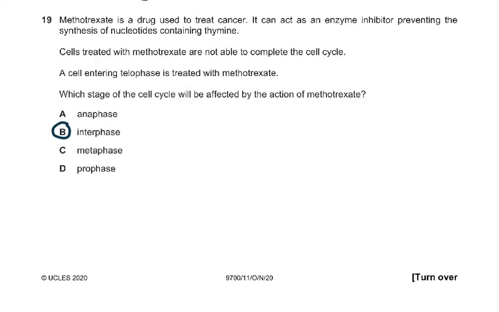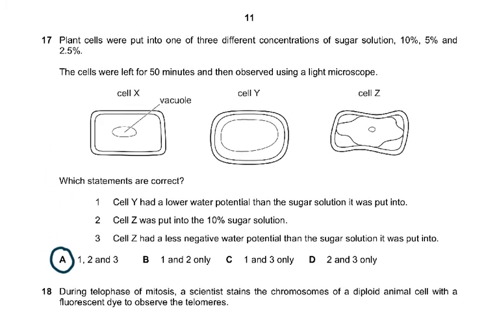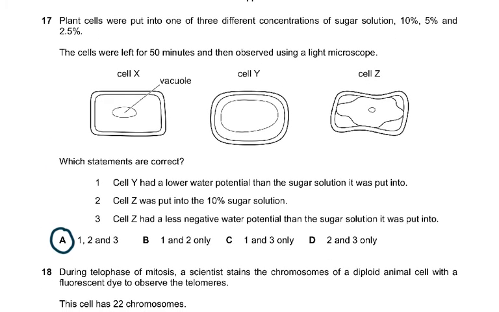Then we come on to question 17. Now, when you look at question 17, a plant cell was put into one of the 3 different concentrations of sugar, 10%, 5%, and 2.5%.